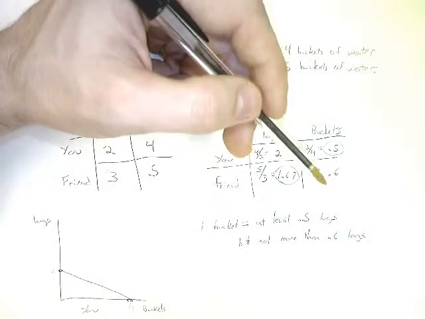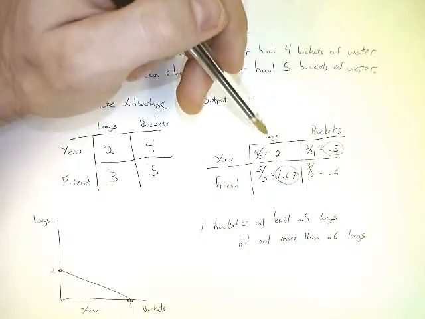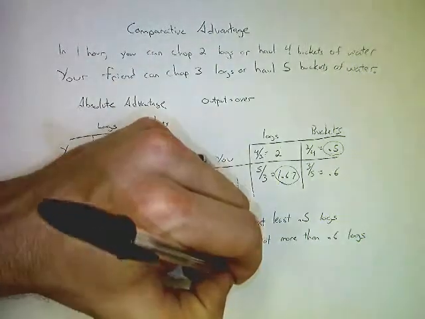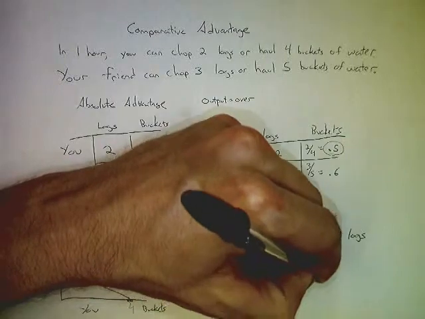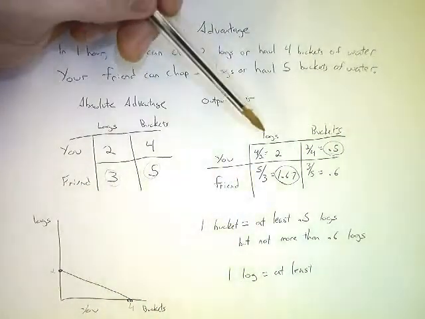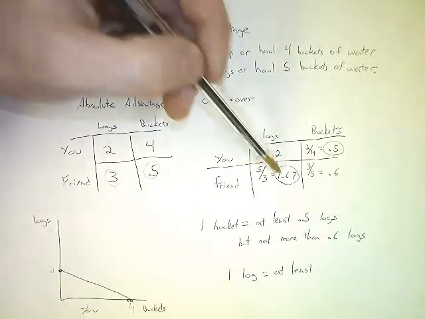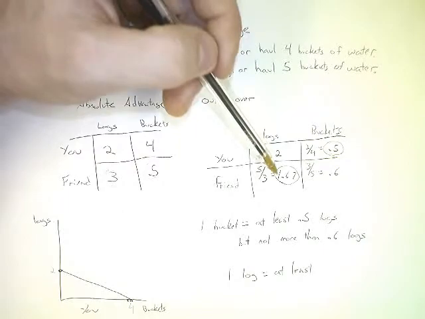Now, we could do the same thing for logs. Who's producing logs? Your friend is. So you know 1 log equals at least, so we're in the same spot, and this is just going to work out to be the reciprocal. 1 log is going to equal at least 1.67. Again, not going to sell it for anything less than it costs him or her to make it.